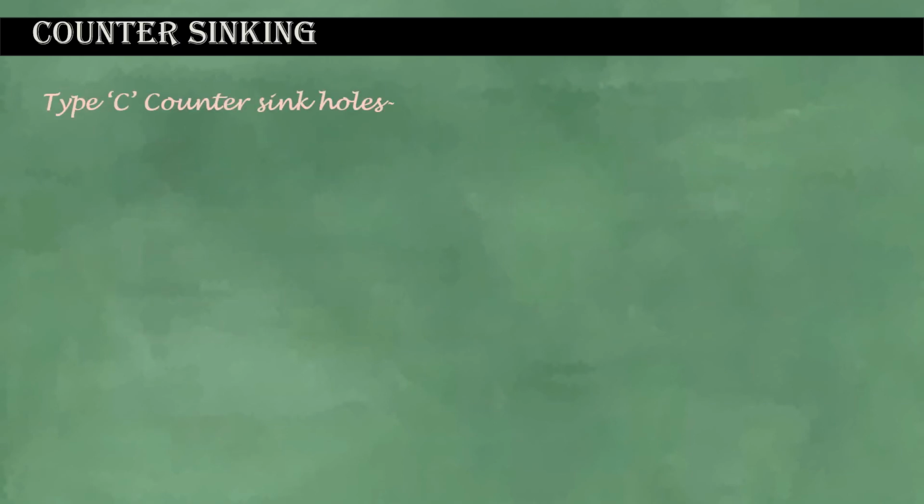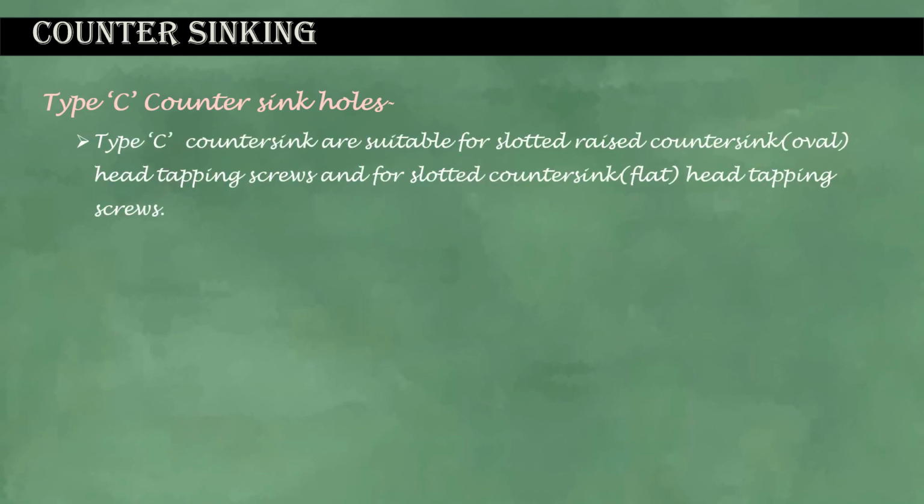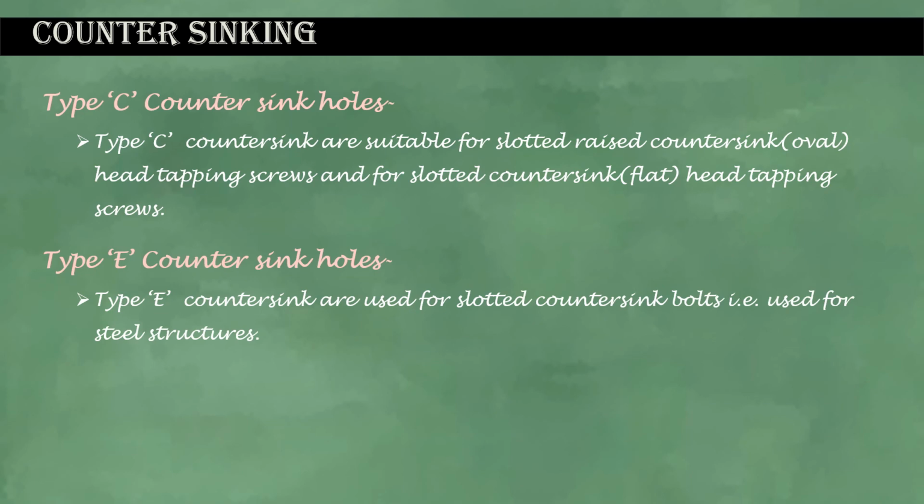Type C countersink holes. Type C countersink holes are suitable for slotted raised countersink, oval head tapping screws and for slotted countersink, flat head tapping screws. Type E countersink holes. Type E countersink holes are used for slotted countersink bolts, that is used for steel structures.